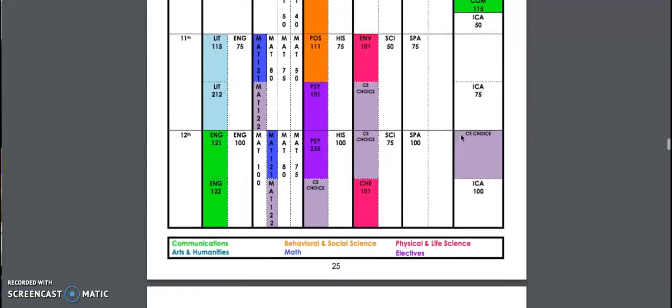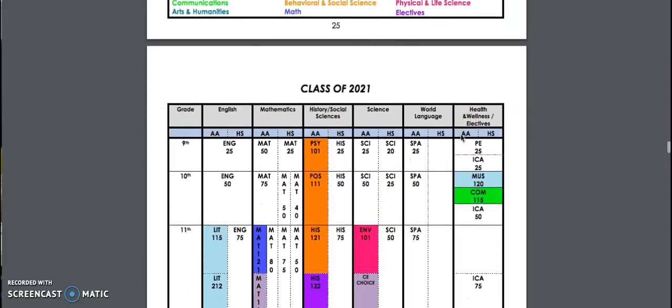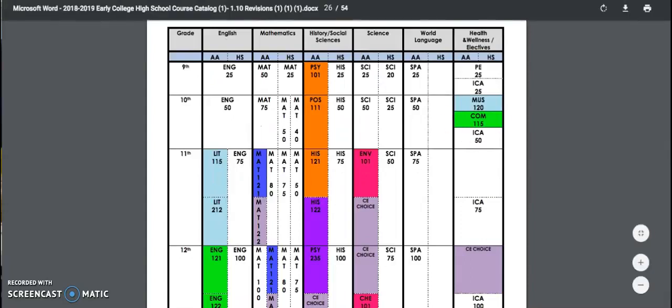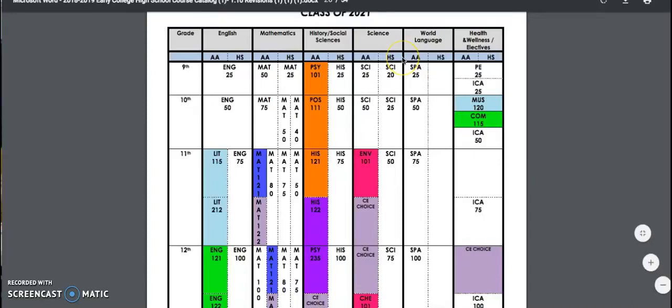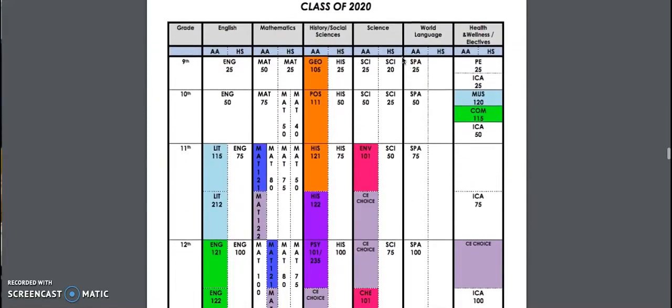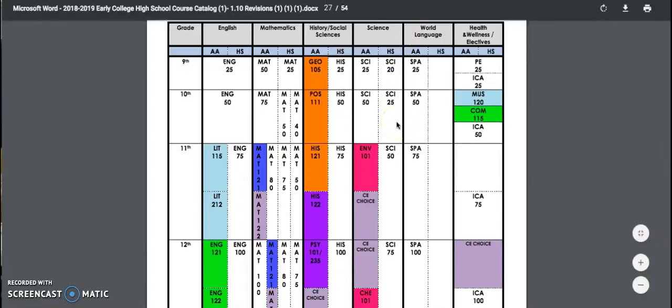And because we're kind of still developing and have had different classes for different years, you definitely want to find the grade level that you are a part of and see what the pathway is for your class, because it is different for every single class.